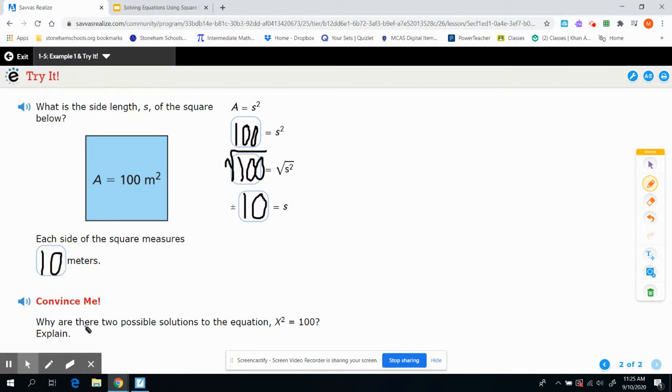Now, they ask, why are there two possible solutions to the equation x squared equals 100? You'll notice that there's a plus minus sign here. That's because negative 10, right, times negative 10 would still be 100. However, for this problem, you can't have negative 10 meters of a square here. So we're going to use the positive number since we're dealing with a length here. Cubic numbers could be positive or negative. So if you're given a positive cubic number, your answer is going to be positive.